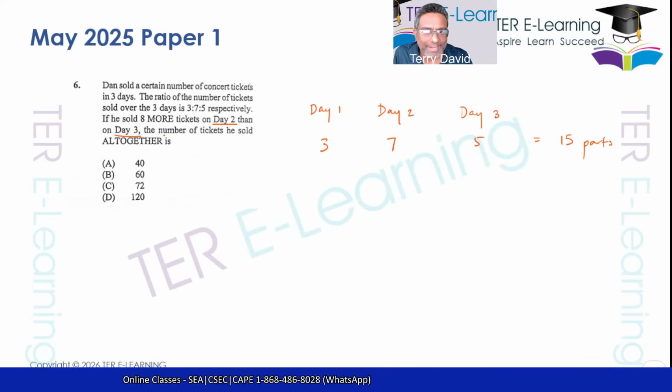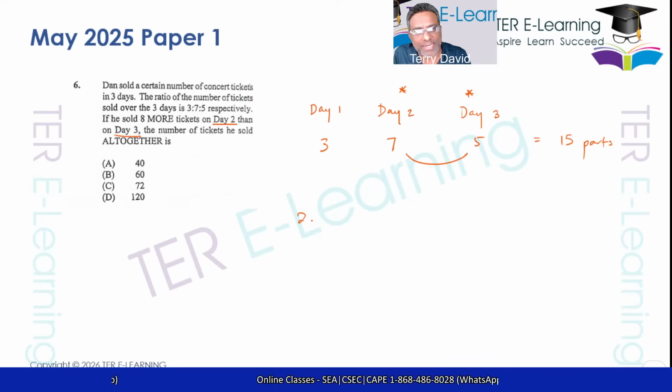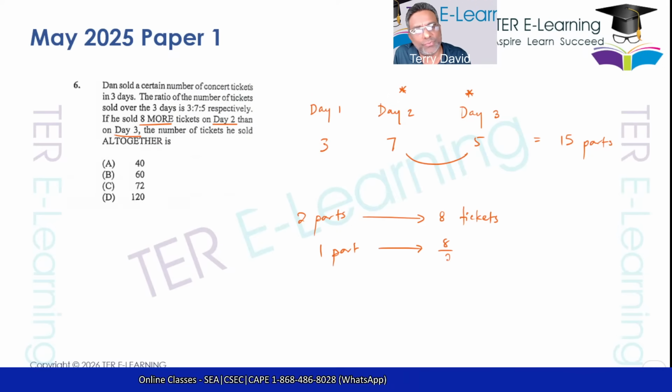So he sold 8 more on day 2 than on day 3. If we look at the difference between these, that is actually 2 parts. Now those 2 parts are equal to 8 more tickets, so that's 8 tickets. So we can work out 1 part. 1 part is simply 8 over 2. So 1 part is really 4 tickets.